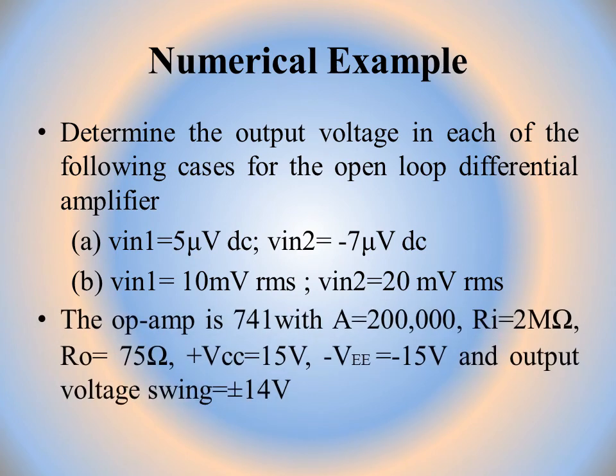What other specifications are given? The op-amp is a 741, and we know for the 741 A is 2 times 10 raised to the power 5, Ri is 2 megaohms, R0 is 75 ohms, plus VCC is given in the question as 15 volts, minus VEE is given as minus 15 volts, and the output voltage swing is plus or minus 14 volts. All these are given in the question. Now we'll solve it.